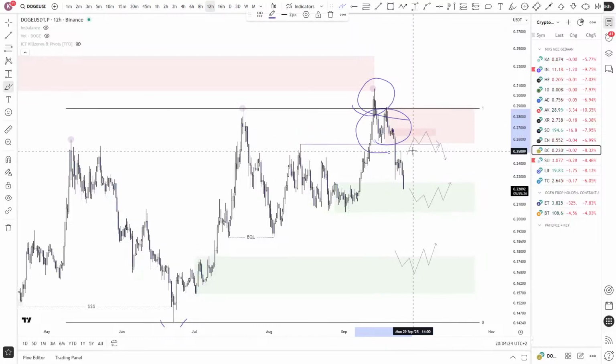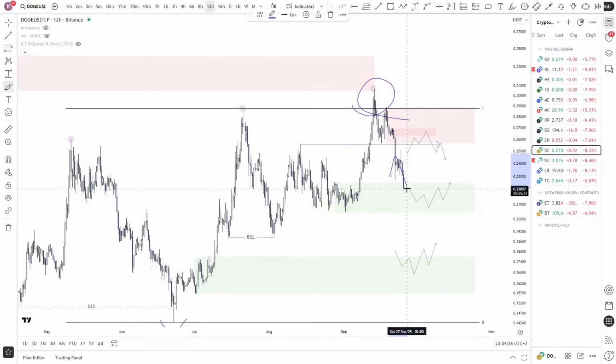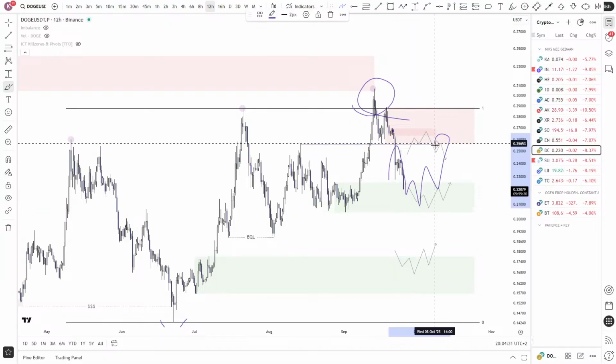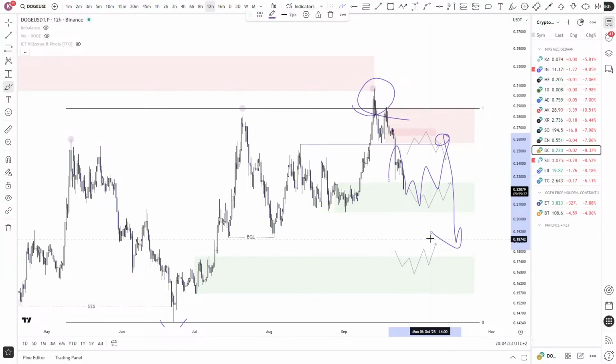But we never got a test back in the supply, so this is really aggressive. We could even still get a reaction up from here, test our supply, and then continue down.